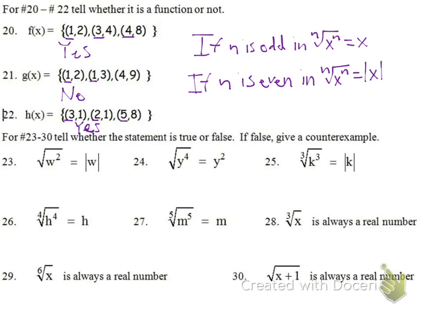So we start with the first one. We have the square root of w squared, which is, n is 2, so that one comes out to be the absolute value of w. That's true, that fits the rule. 24 is actually, if we rewrite it, the square root of y squared squared. So if we looked at that one, it should actually come out by the rule to be the absolute value of y squared. So that's false.